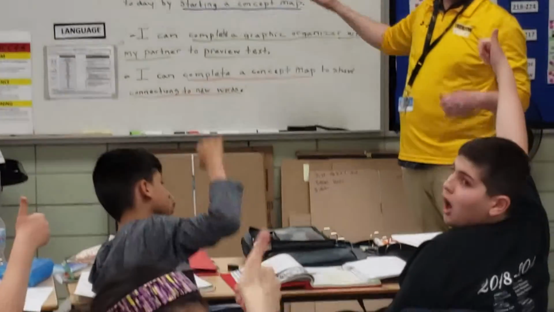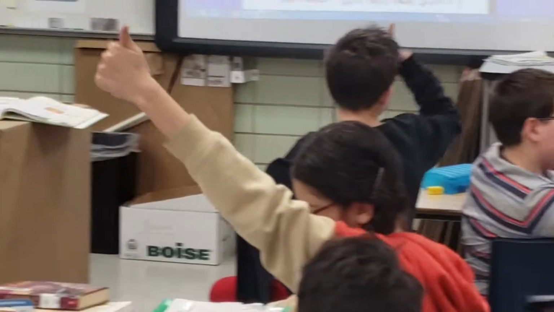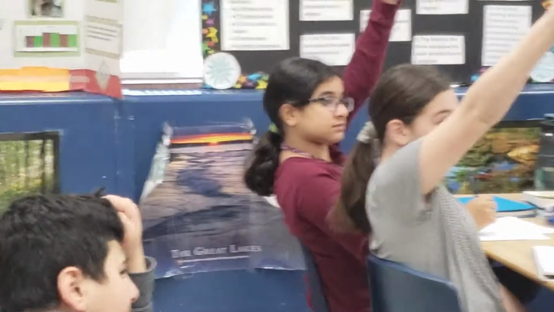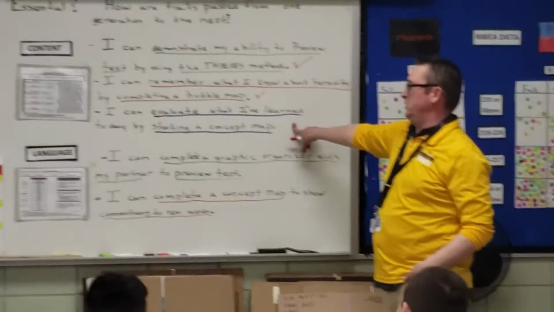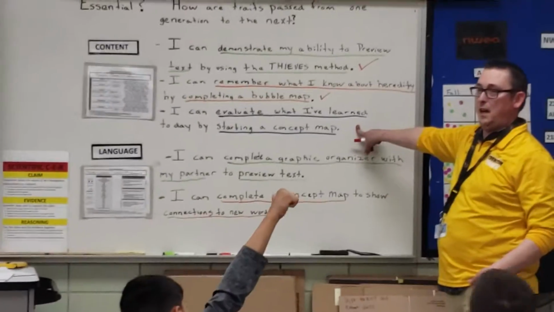Alright, good. I can remember what I know about heredity by completing a bubble map. We actually did a lot of bubble maps today, didn't we? Okay, and then this one right here, I can evaluate what I've learned today by starting a concept map. We did not get to that today, we'll get to that next time, okay?